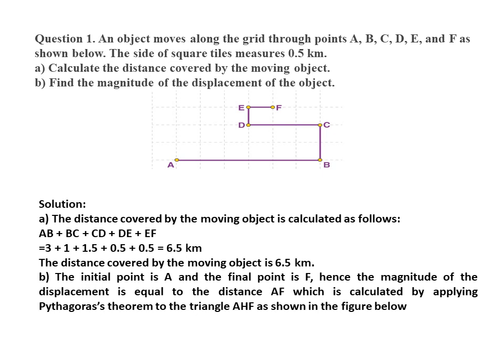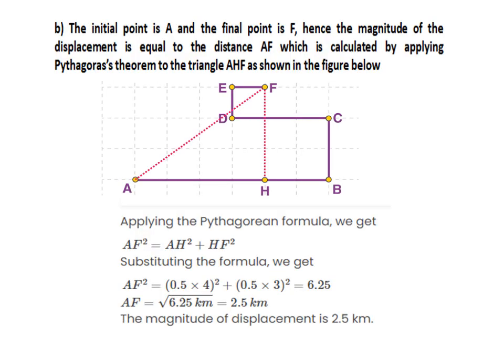The initial point is A and the final point is F. Hence, the magnitude of the displacement is equal to the distance AF, which is calculated by applying Pythagoras theorem to the triangle AHF as shown in the figure below. Here is the triangle AHF.